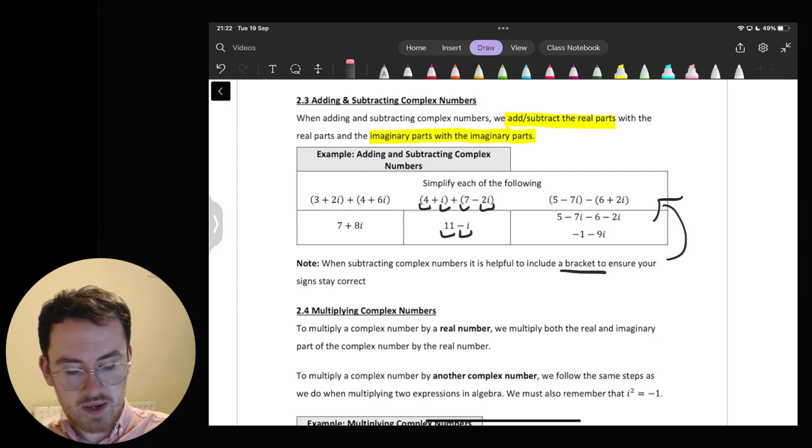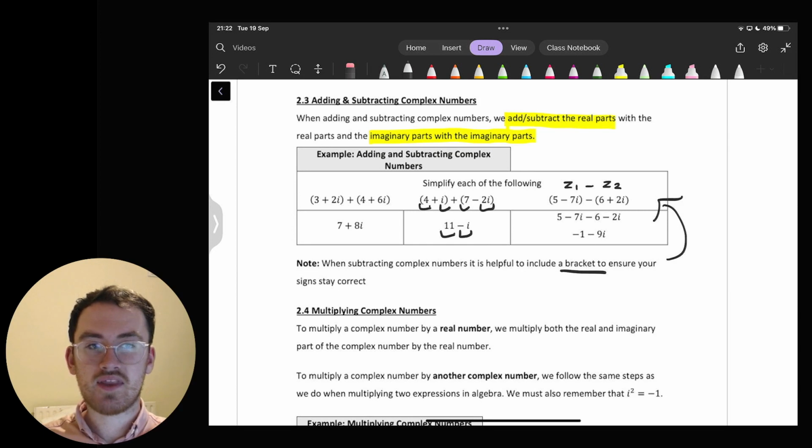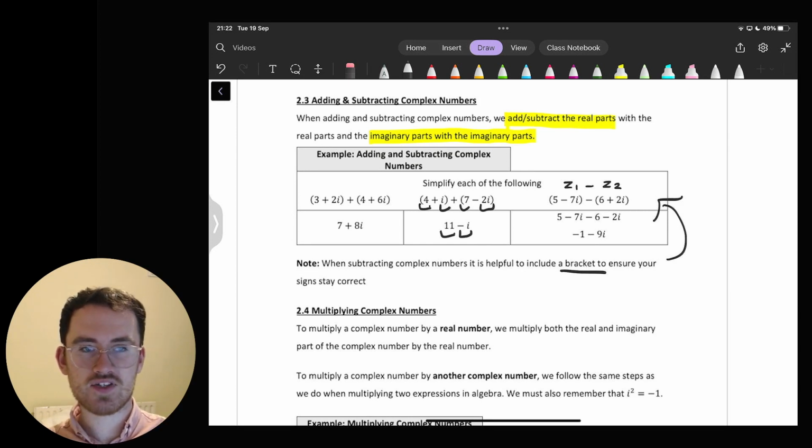So the question might be given as maybe z1 take away z2. And if you were doing that and you were told those two values for z1 and z2, I would include a bracket there around z2 when you're computing that. So just make sure you remember that that minus has to be distributed across all of those values.